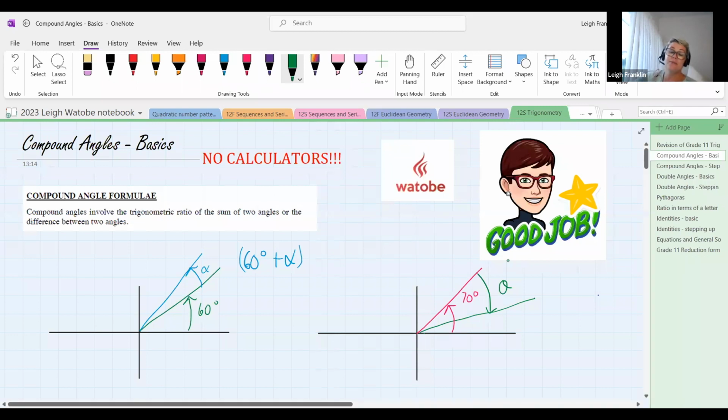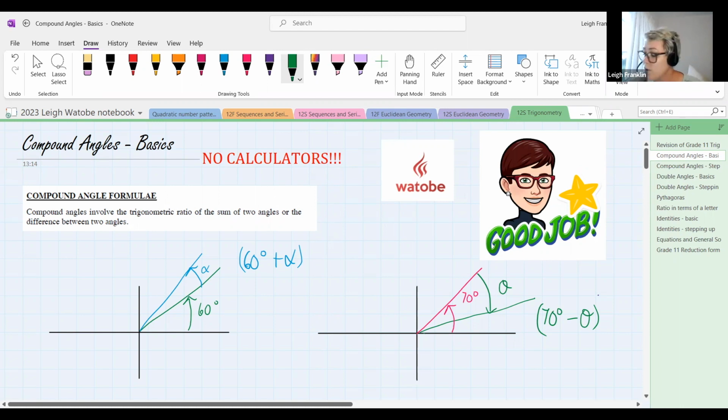The difference between these two, 70 the one way and theta the other way, means that the resulting angle is now going to be 70 minus theta degrees in size. That is how big it is. That's what compound angles are. They're made by the sum of two angles or the difference of two angles.